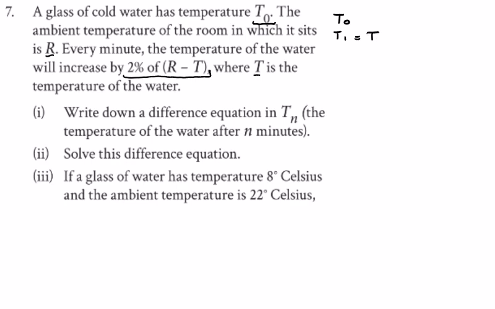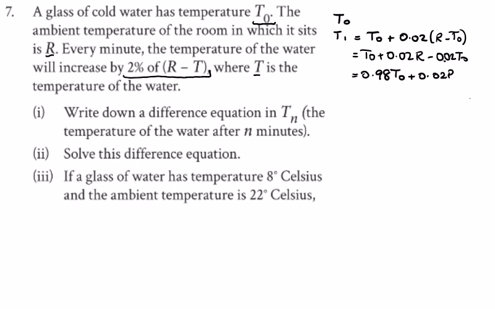T1. It's going to increase from what it starts at, T0, plus 2%, 0.02 of R minus T, which in this case is the temperature it is now. We leave it at T0 for a second. So that's going to be equal to T0 plus 0.02 R minus 0.02 T0. So it's going to give me 0.98 of the original temperature plus 0.02 of the room temperature, which makes sense. So that's after T1.